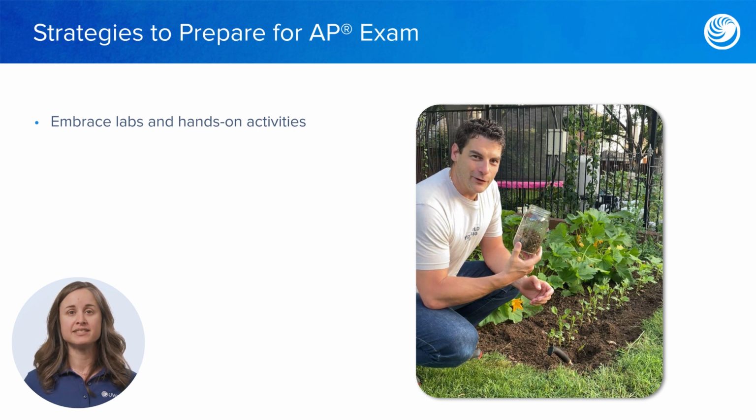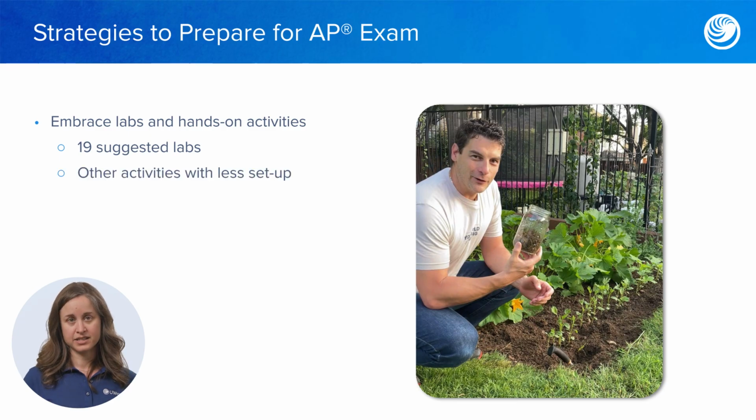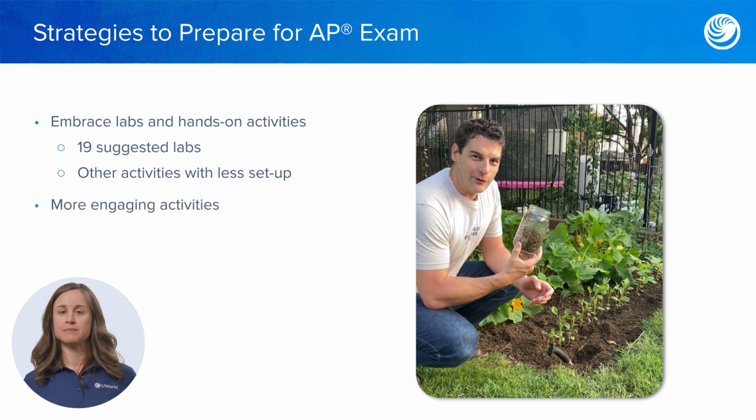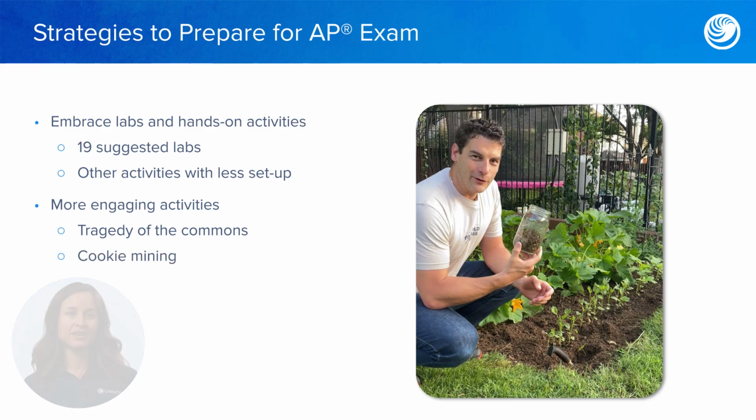25% of your instructional time should be dedicated to hands-on activities, including labs. Hands-on activities reinforce topics, increase student engagement, and provide opportunities to practice the types of questions found on the AP exam. While there are no required hands-on activities, College Board does provide 19 suggested labs you can use. There are also countless other activities that can be found online that don't require extensive lab setups if you have a limited budget. Some of the most engaging labs and activities that my students loved were the Tragedy of the Commons simulation, cookie mining lab, soil testing, and water quality testing.